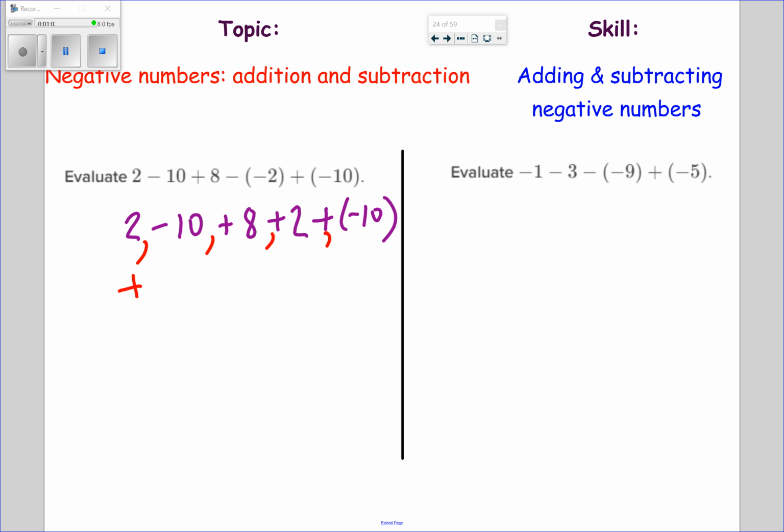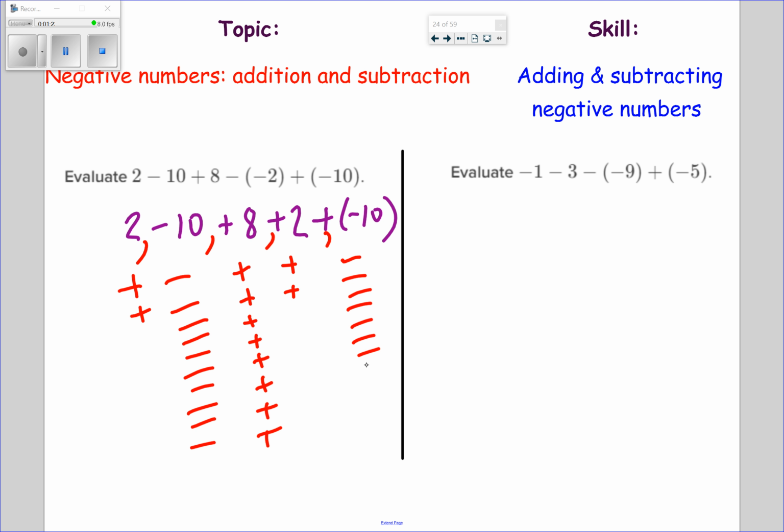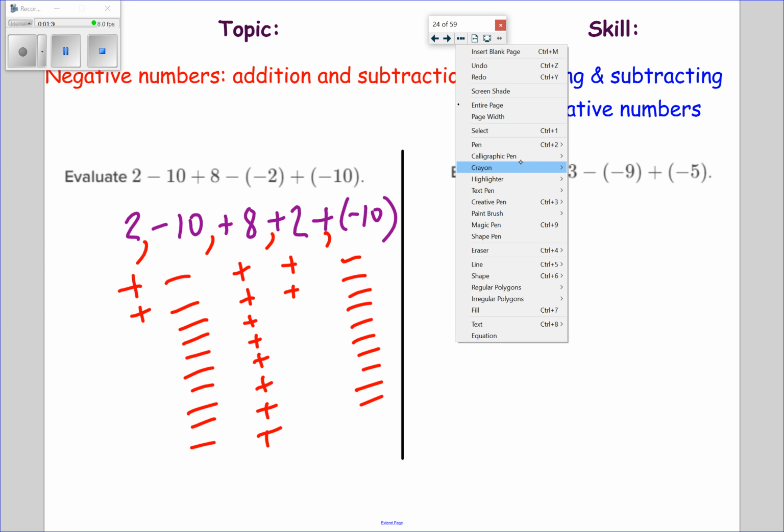So this is 2 positives, and 10 negatives, and 8 positives, and 2 more positives there, and 10 negatives. As you can see, it's going to get a little messy this way, but you can do it. Might take you a long time, but you can do it this way if you'd like.